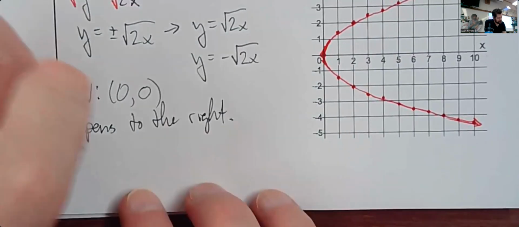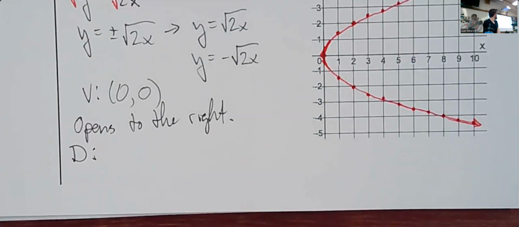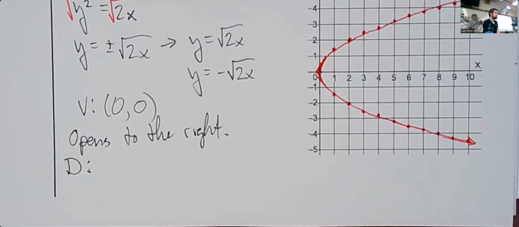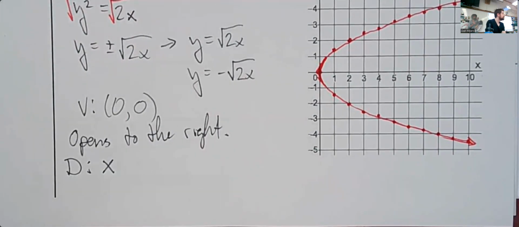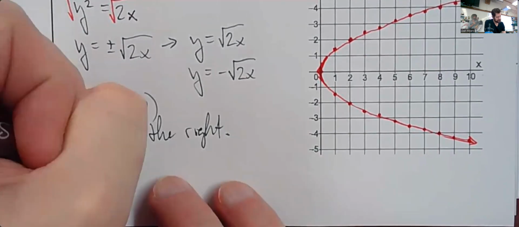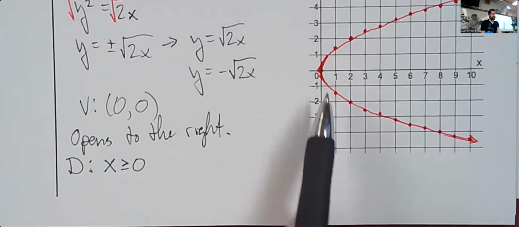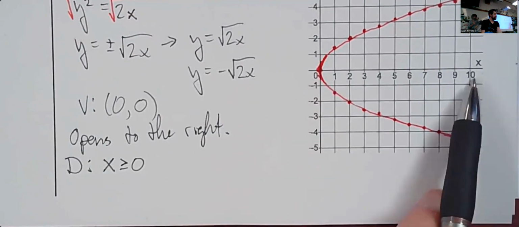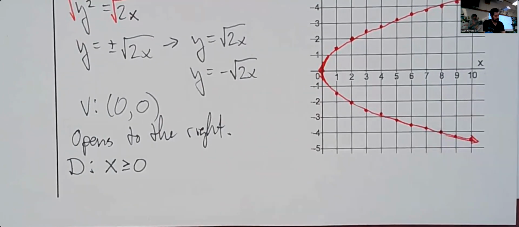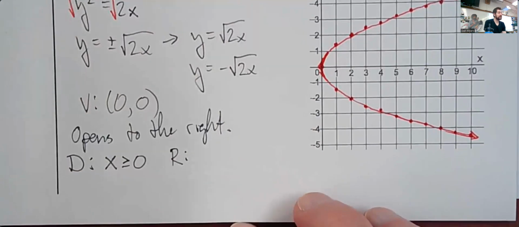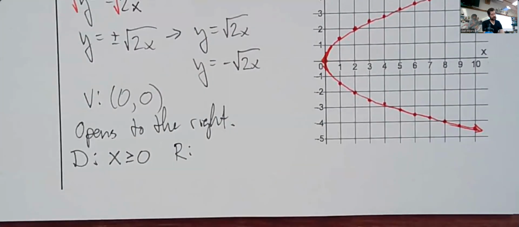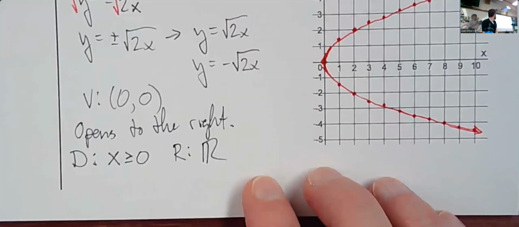How about the domain? X values, what are we looking at here? Greater than or equal to 0. Smallest x value is 0. Largest x value is as large as you want it. How about our range? What is it? All real numbers, yeah, because it's going to go up forever and down forever. Nice. Cool. So that's it for that.